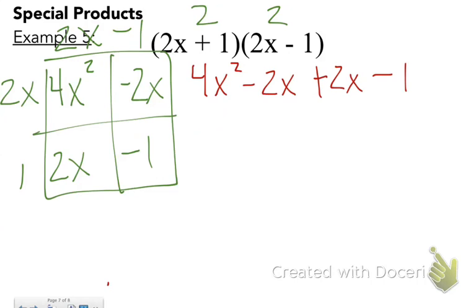Well, you end up with negative 2x and positive 2x, which are actually just going to cancel each other out, because negative 2x plus 2x is just 0. So all I end up with is 4x squared minus 1. And anytime you have two binomials that are exactly the same, other than one is positive and one is negative, the same thing will happen.